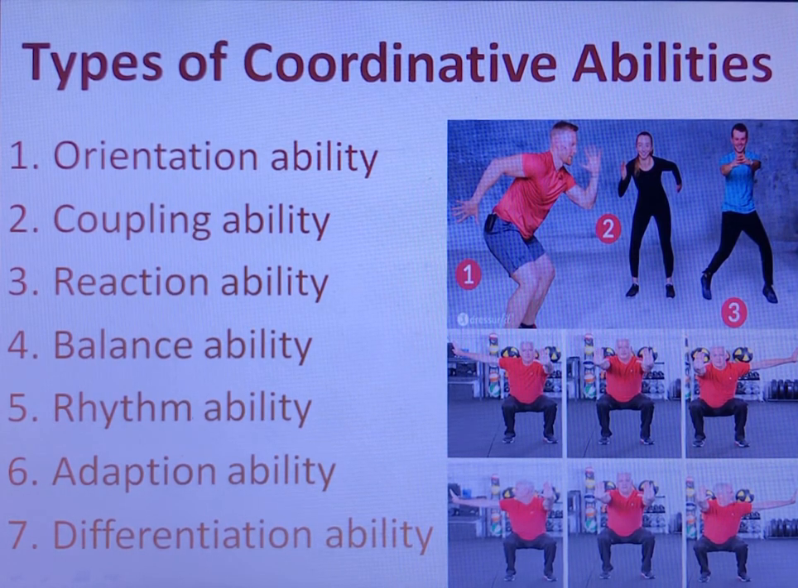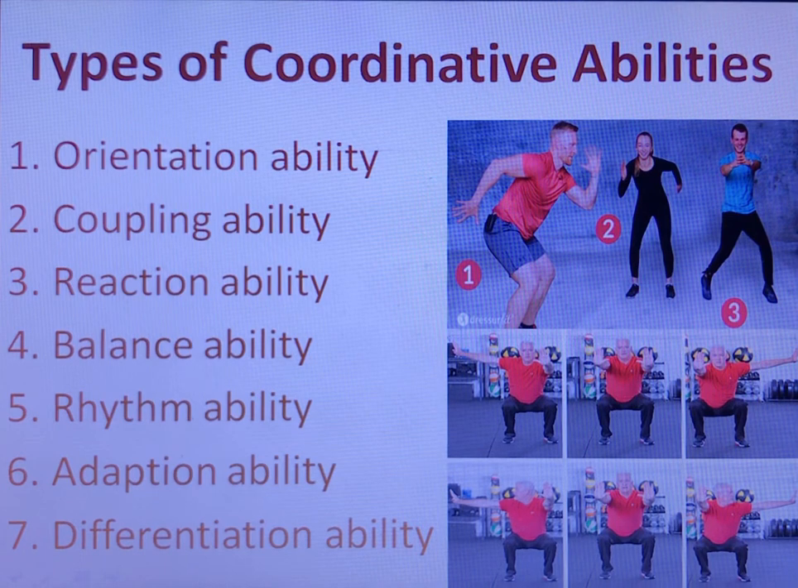Sixth one is adaptation ability. It is the ability to adjust or change the movement effectively on the basis of changes or anticipated changes in the situation. It can be an expected one or an unexpected one. Seventh one is differentiation ability. It is the ability to achieve a high degree of accuracy and economy of separate body movements and movement phases in a motor action.